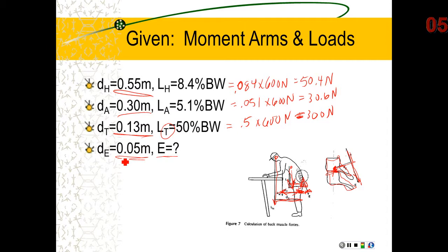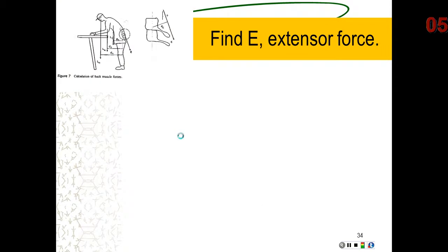Okay, so we have our forces. We have our distances known. The only unknown will be E, and so we'll be solving for that extensor muscle effort. Okay, so that's the first thing we do. So putting this system into our lever system, we have our fulcrum at our L5S1 joint.